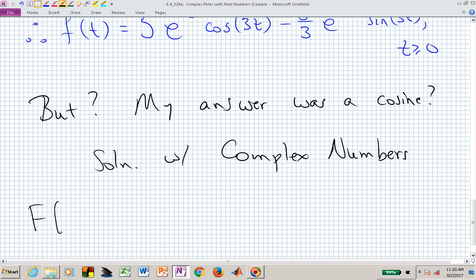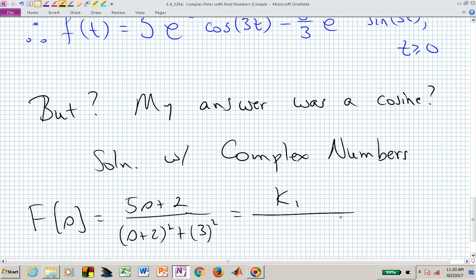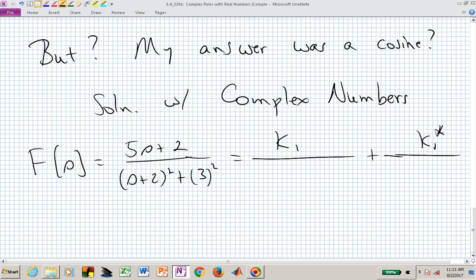And using complex numbers, f of s would have been then 5s plus 2 over s plus 2 squared plus 3 squared, and that's now equal to k, let's say k1 over something plus k1 star over something. And what's downstairs? Now it's critical that we get the right denominator underneath the correct k. K1 is not the conjugate, so K1 has to be associated with the pole located in the second quadrant. So we want to know what factor is underneath K1 and what factor is underneath K2.